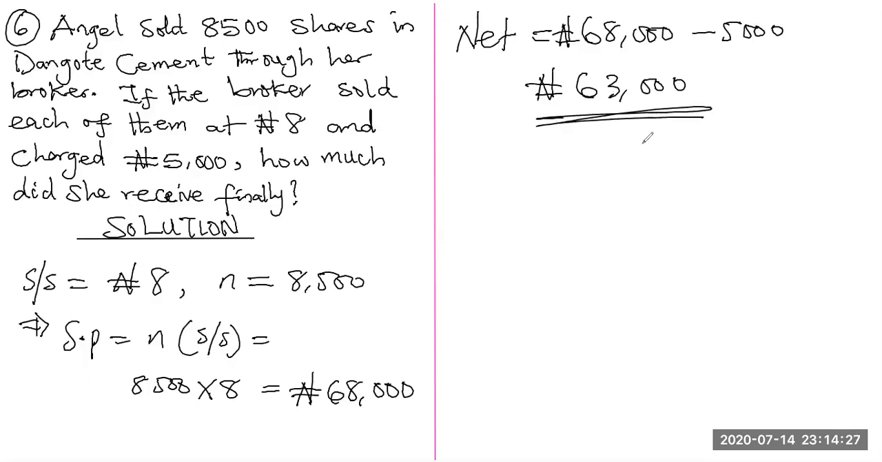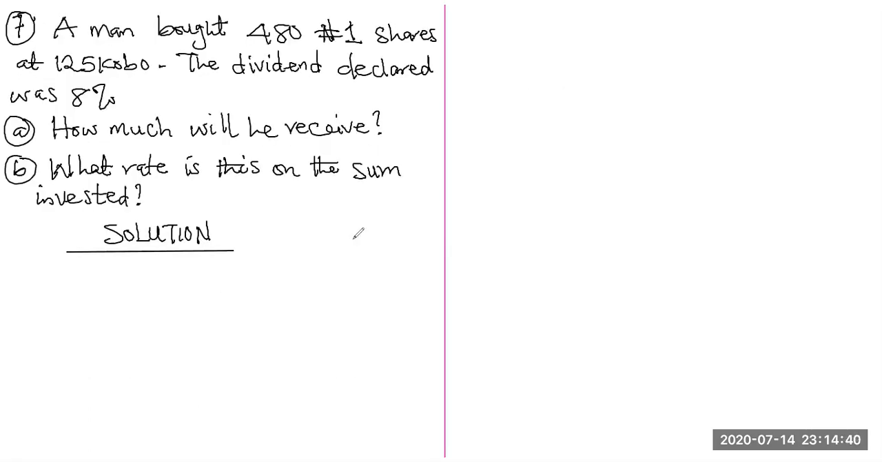So you can see how simple shares are. So don't mind those bogus things that are going to confuse you and make it look as if it's difficult. It's a very simple topic. Okay, let's look at the next question. Question 7. We are told that a man bought 480 1 naira shares. Like a man bought 480 bananas, a man bought 480 biscuits at this amount of money. So you can see that the nominal value is 1 naira, while the cost price, which is the market value, is 1.25 naira. So I will now say the cost price per share is equal to 1.25 naira.